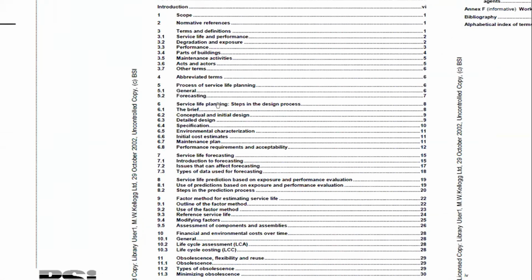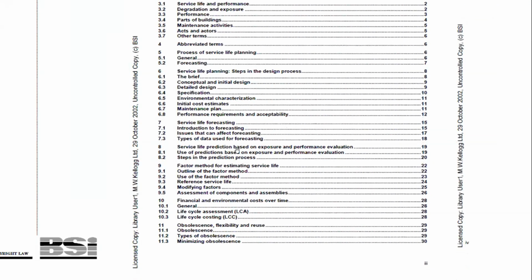If we see here, service planning and steps in the design process: the brief, the conceptual initial design, detailed design, and then maintenance plan, performance requirement and accessibility. Then service life forecasting: introduction to forecasting, issues that can affect forecasting, the type of data used for forecasting, then service life prediction based on exposure and performance evaluation, steps in the prediction process, factor methods for estimating service life, outline of the factor method, use of the factor method, and the use of reference service life.